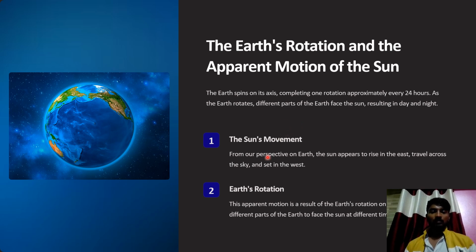The sun's movement. From our perspective on Earth, the sun appears to rise in the east, travel across the sky and set in the west. The apparent motion is the result of the Earth's rotation. As the Earth rotates on its own axis, different parts of the Earth face the sun at different times.